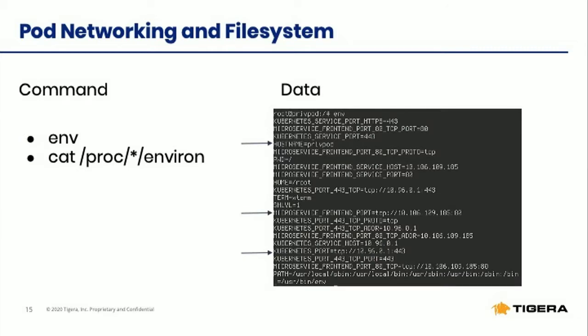So we're going to go over some commands. These are all very, very basic Linux commands that everyone should already know. But in the sense of Kubernetes, they will actually give you more information than you expect. So first, we're going to look at env, which is the environment variables command. You can do it two ways: env, or cat /proc/PID/environ.